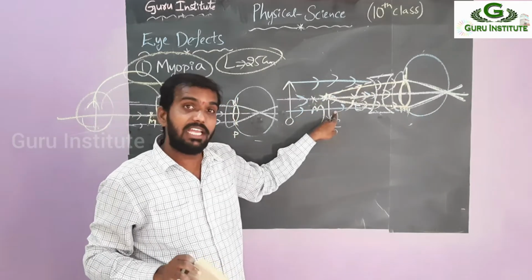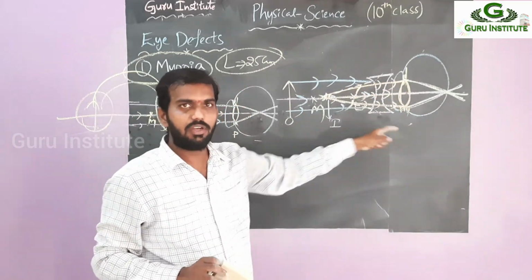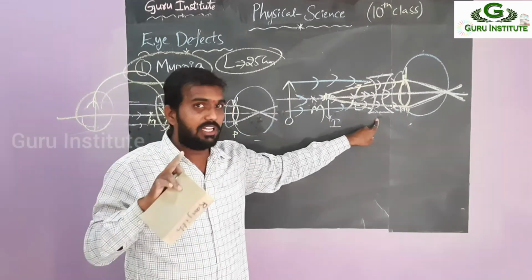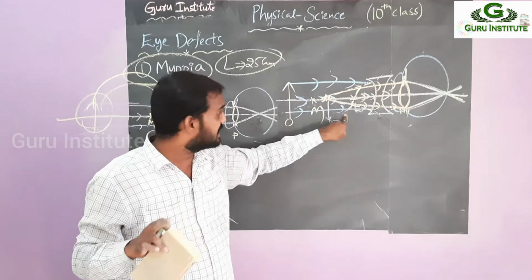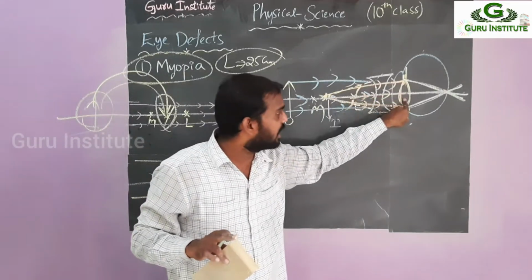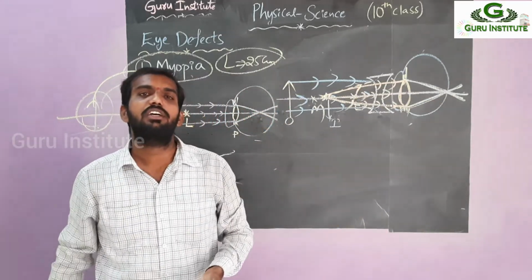This image acts as the object for our eye lens. Before using this, the original object is not the object. But after using this, our eye feels that this image is the object. This image acts as the object for our eye lens, then it is focused on the retina. Then you get a clear vision.